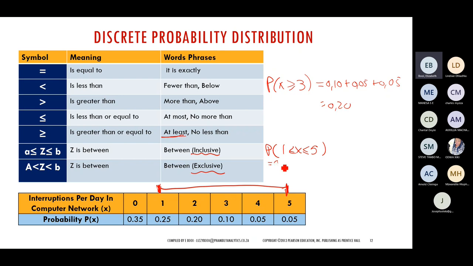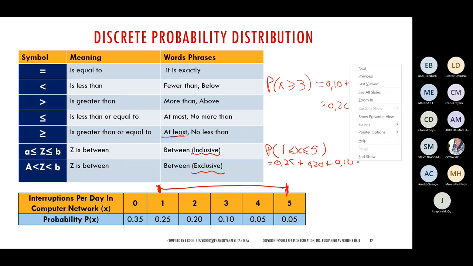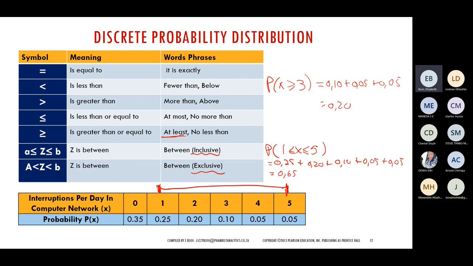So that will be 0.25 plus 0.20 plus 0.10 plus 0.05 plus 0.05, which equals 0.65. Or I could have just said this is the same as 1 minus the probability of X equals 0, which is 1 minus 0.35, which is 0.65. You can do it that way as well. So that is the between inclusive.